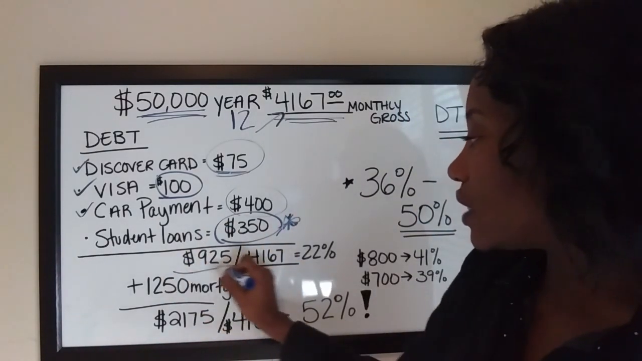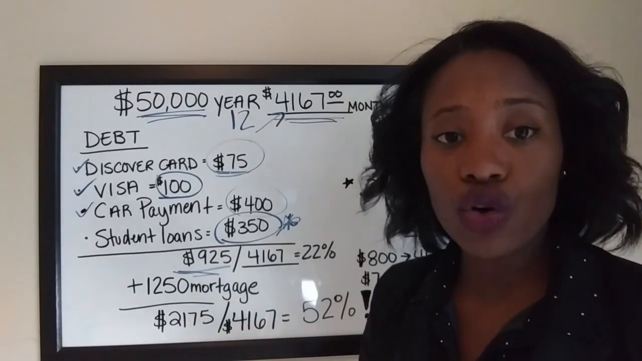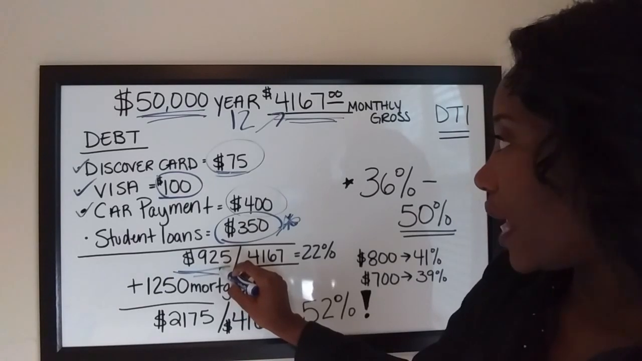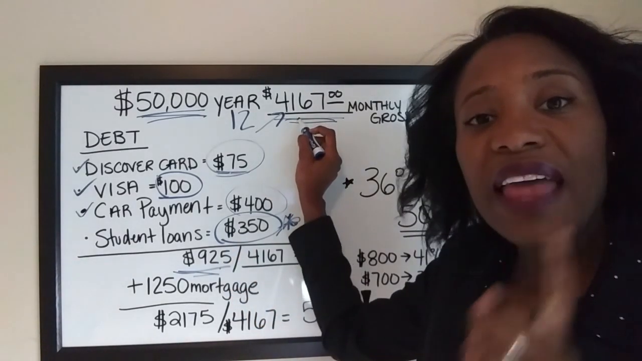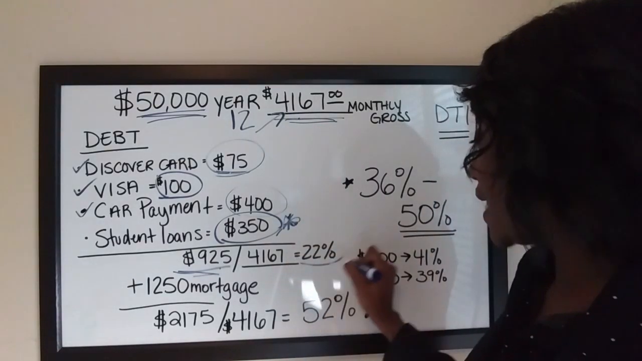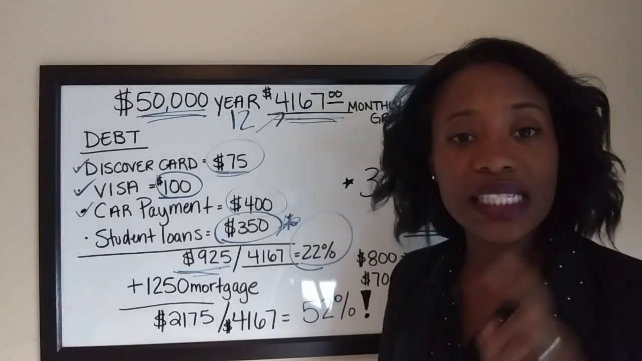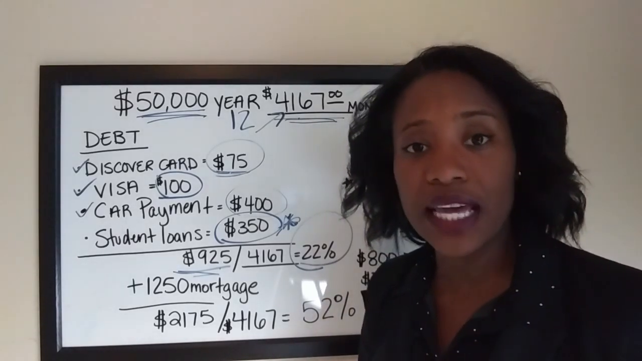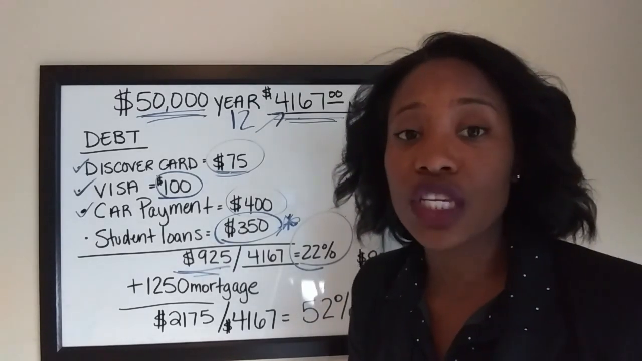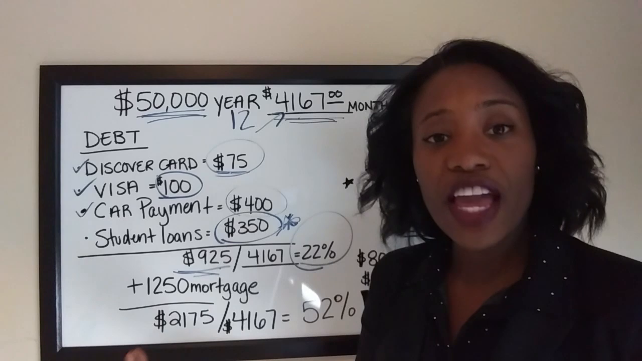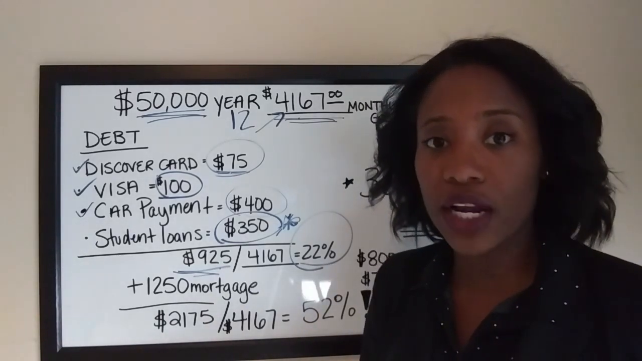So the total debt that this person has is $925 total debt. So if I take that total debt, I'm going to divide it by their total gross monthly income, and that's going to give me a debt to income ratio of 22%. So this person's debt to income ratio is 22%, which is pretty decent. However, they want to buy a house, so that's going to increase their debt to income ratio, because now they're borrowing money for a mortgage.